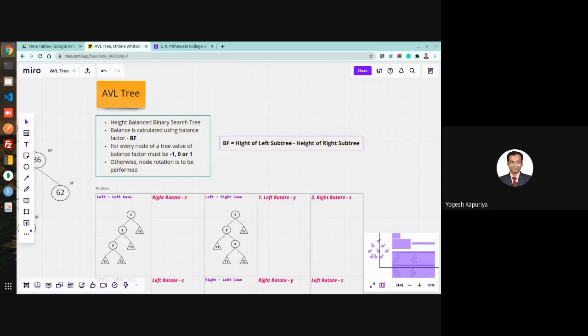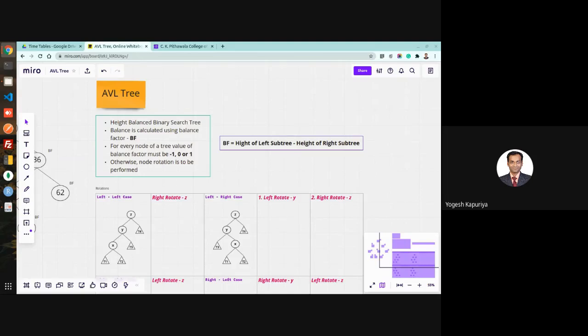Okay, so let's start with the next topic in our series of nonlinear data structures. We have been discussing the various forms of tree. We have discussed binary search tree and then 2-3 tree. So the next in the sequence is AVL tree.